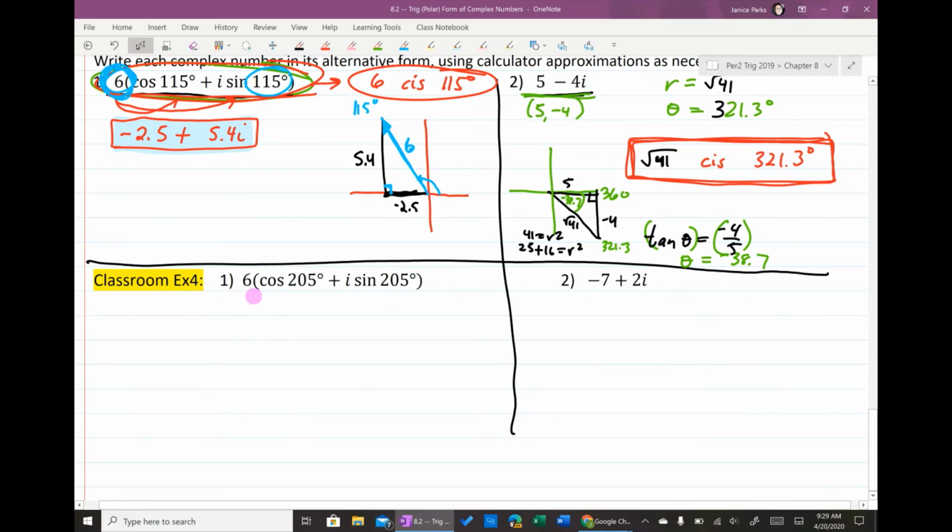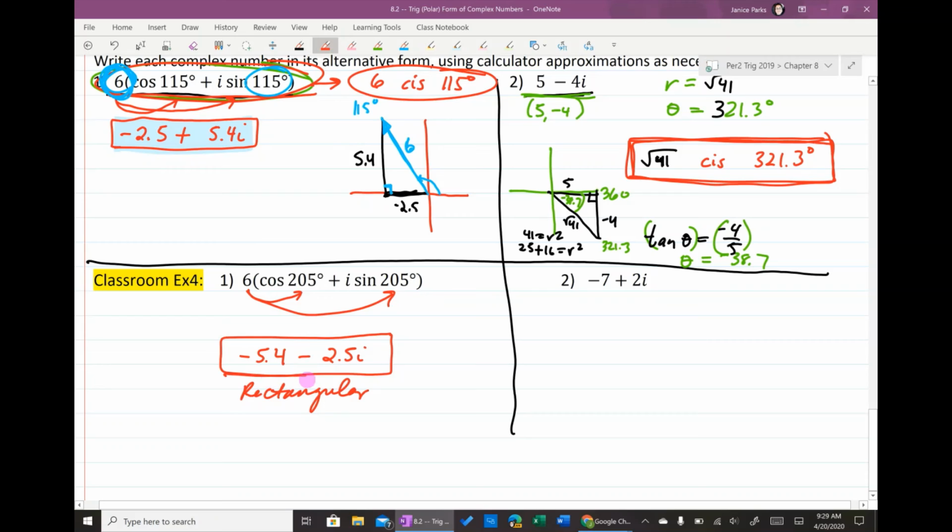All right. In this case, we're just multiplying. So we get negative 5.4, and then 6 times sine of 245. Don't forget the biggest thing that people forget when writing it in rectangular form is that there's no parentheses and there's no comma.